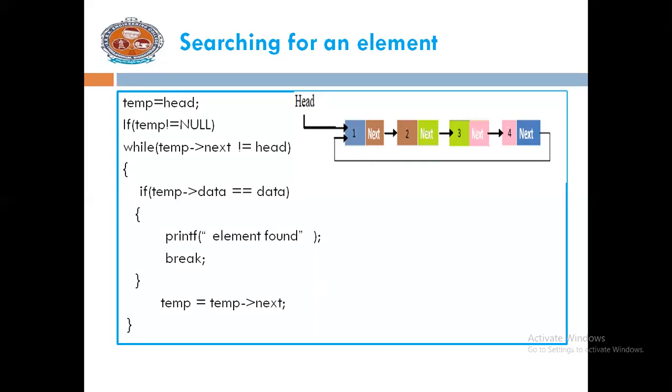While temp of link is not equal to head, each time we compare the input data with the node's data. If a match is found, we can say that the element is present in the list and we break the loop. Otherwise, we go to the next node. Whenever we reach the end of the list, we can say that the search is unsuccessful, that means the searching element is not found in the list.